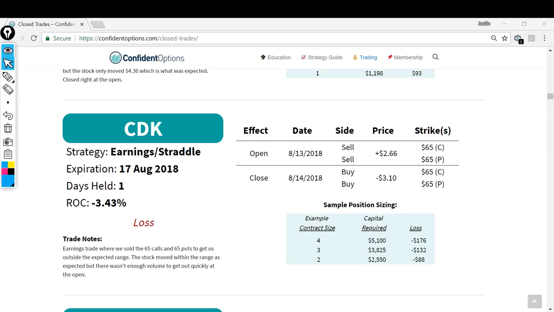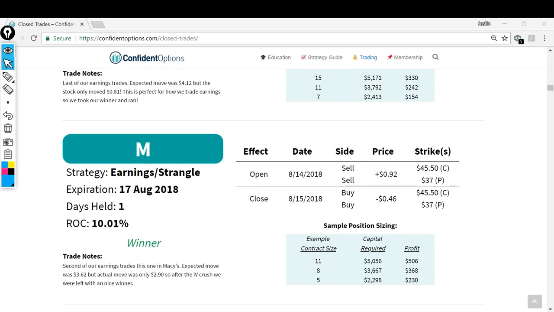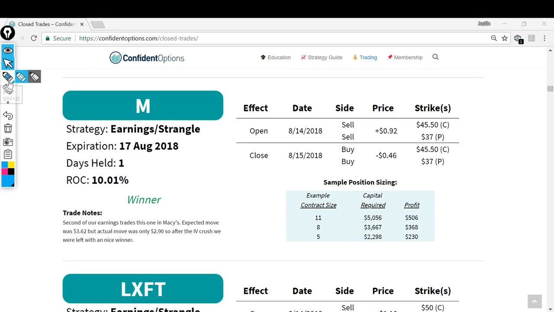Next trade we looked at is an earnings trade in Macy's, ticker symbol M. We got into this on 8/14, and we sold the 45.50 call and the 37 put to create a strangle, and we collected almost $1.92. We were able to close out for 46 cents, so a nice crush there and a good win. Not a really expensive trade to get into, so smaller accounts could have scaled up pretty well on this, 4 or 5 contracts, and still made a decent amount because you're returning about 10% on the capital that you put to work.